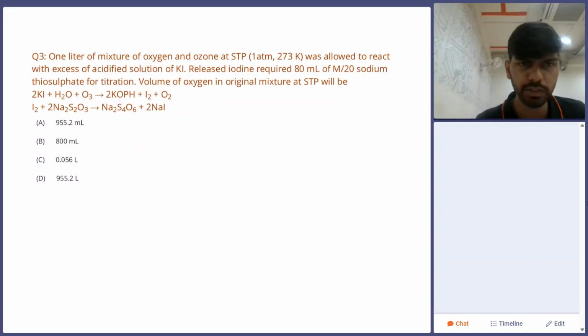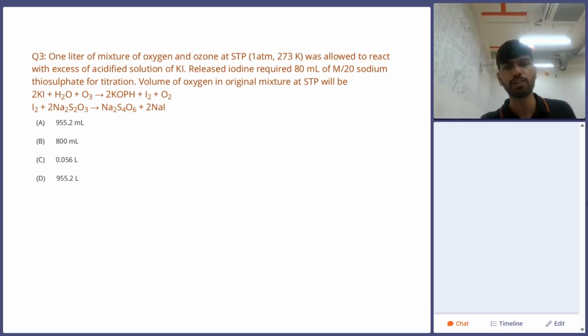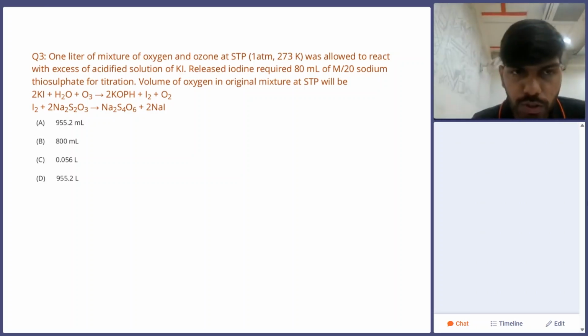Okay. Next question. A 1 liter mixture of ozone and oxygen at STP, 1 atm, was allowed to react with excess of acidified solution of KI. The released iodine required 80 ml of M by 20 sodium thiosulfate for titration. The volume of oxygen in the original mixture at STP will be? The reactions are 2KI plus H2O plus O3 gives 2KOH plus I2 plus O2, and I2 plus 2Na2S2O3 gives Na2S4O6 plus 2NaI. So what is the right answer for this question?